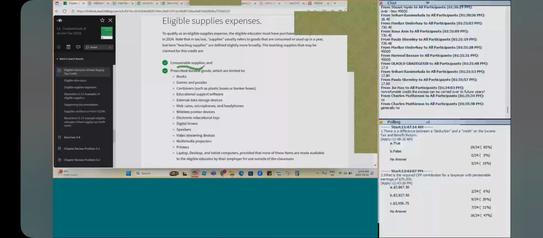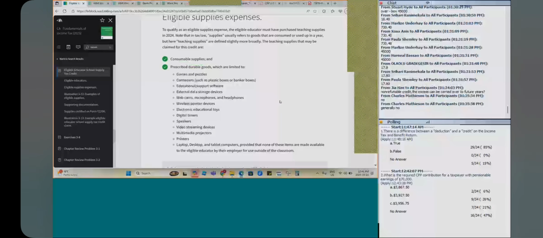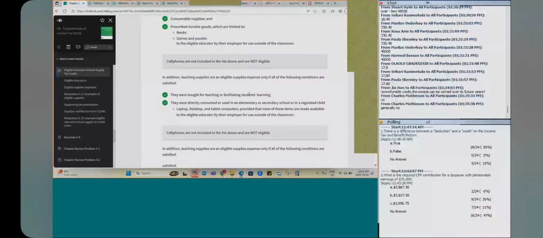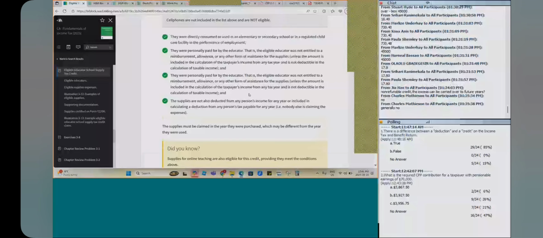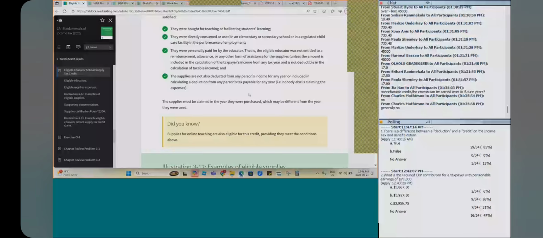But some durable goods you buy, and they will usually outlast a year. So things like books, computers, and so on. In the classroom environment, certain durable goods can be treated the same as consumable supplies. But the law specifies what you can claim: books, games and puzzles, containers, and so on. Not cell phones, for example. And in order to qualify, the supplies need to meet certain conditions.